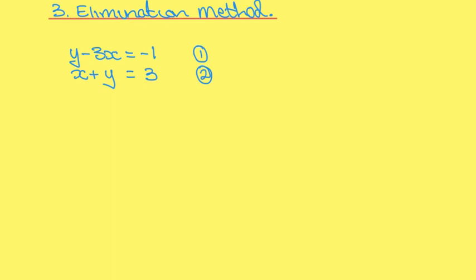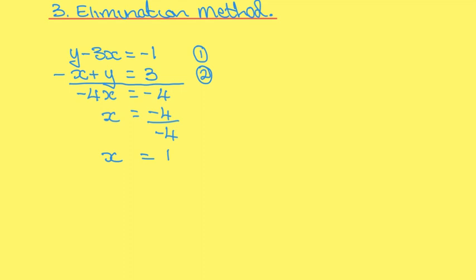If I subtract equation 2 from equation 1, I will get minus 3x minus another x is minus 4x, y minus y, they disappear. Minus 1 minus another 3 equals minus 4. Now I can solve for x, so x equals minus 4 divided by minus 4, so x equals 1.